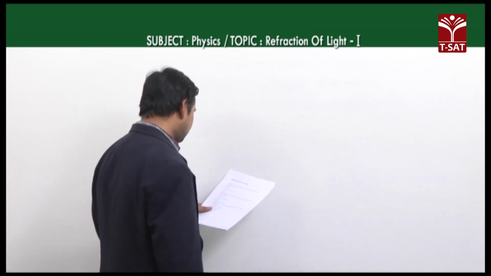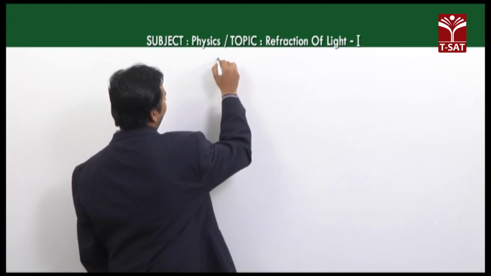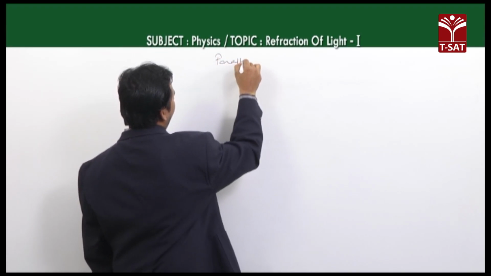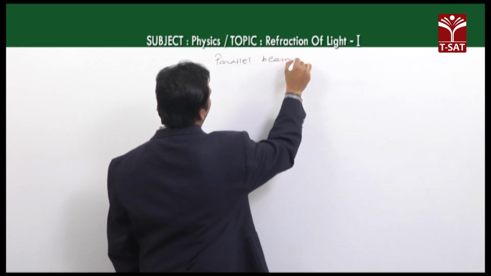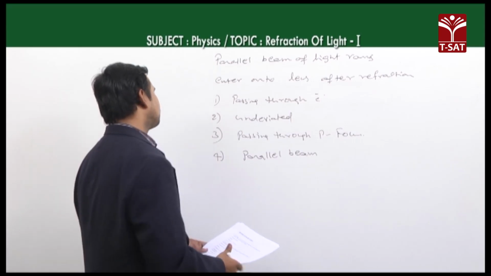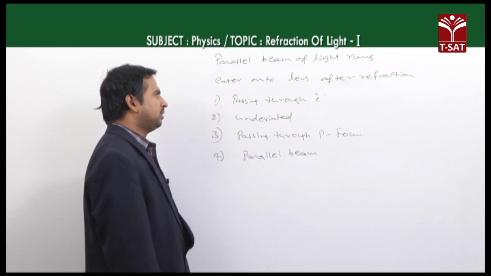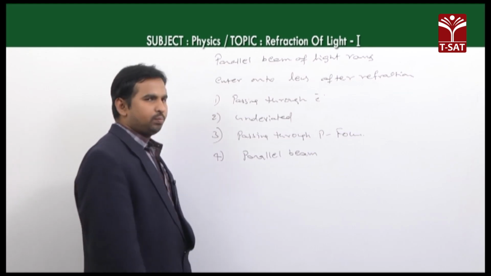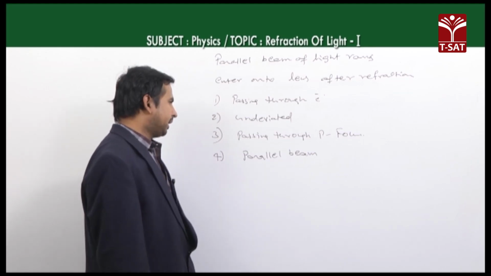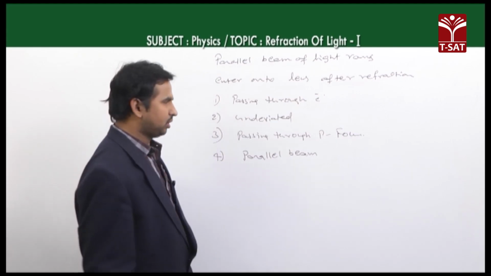Now one more question: a parallel beam of light rays enters a convex lens. The question is: a parallel beam of light rays enters a lens, and after refraction it passes through the center of curvature, undeviated, or through the principal focus; a parallel beam is given there.